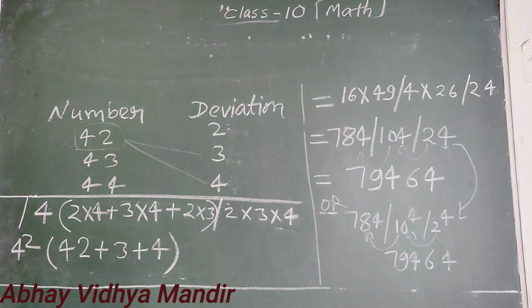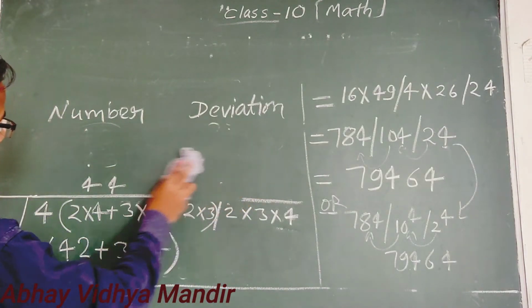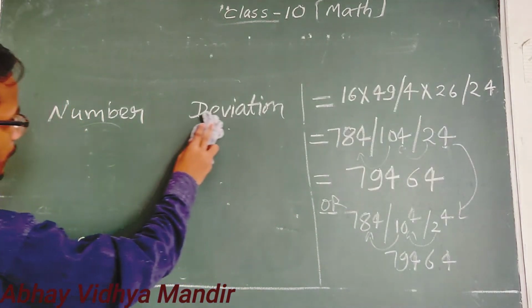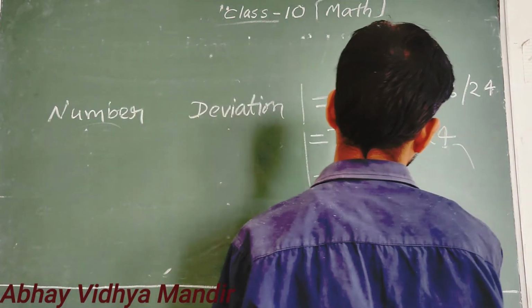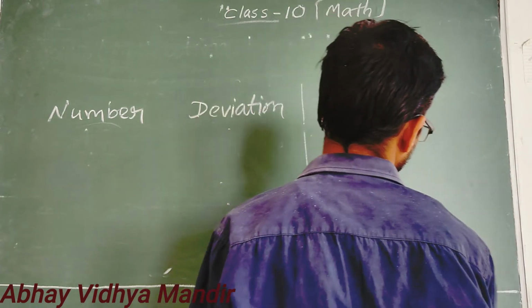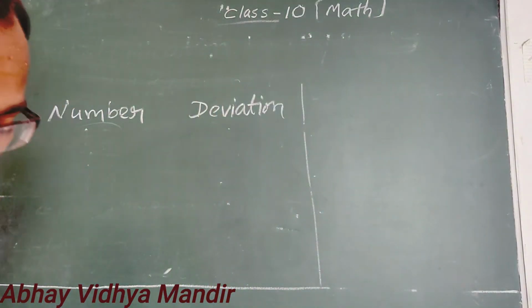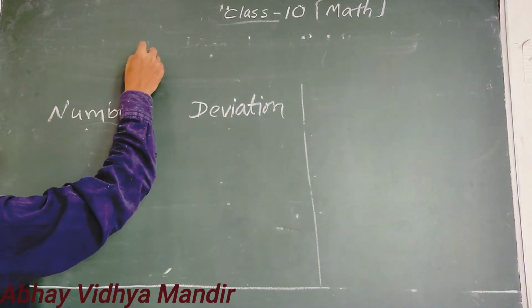Okay. So this is the multiplication of 2 numbers and 3 numbers. Okay. Now the multiplication of 3 digit numbers will come. How will you do the multiplication of 3 digit numbers?